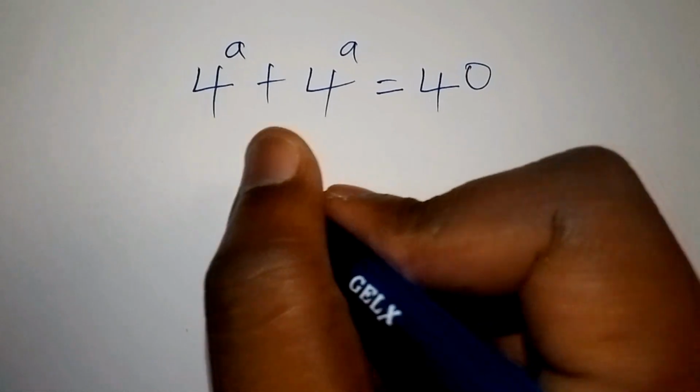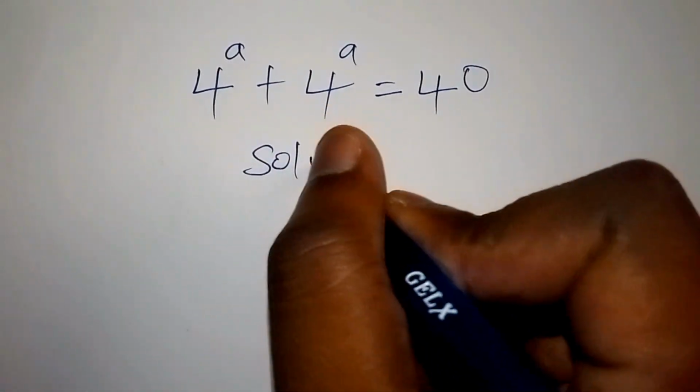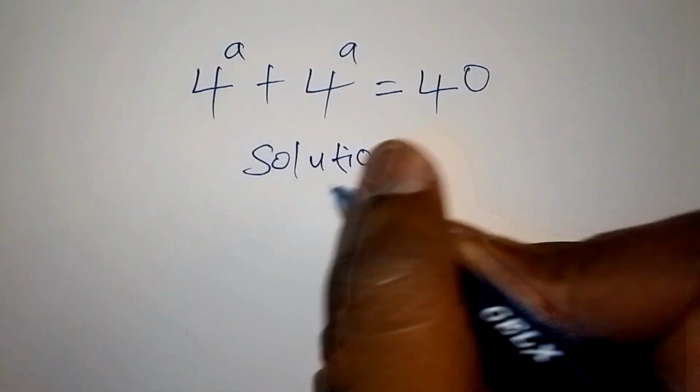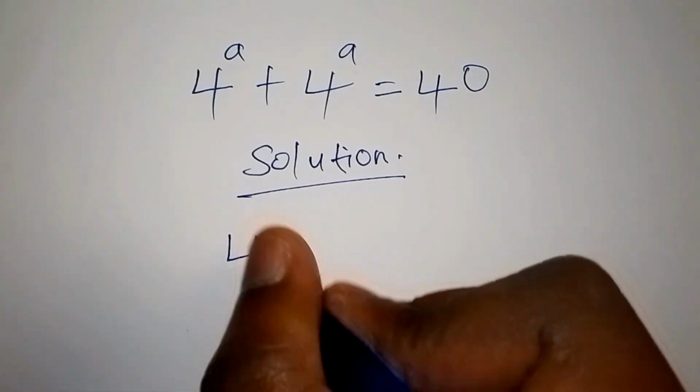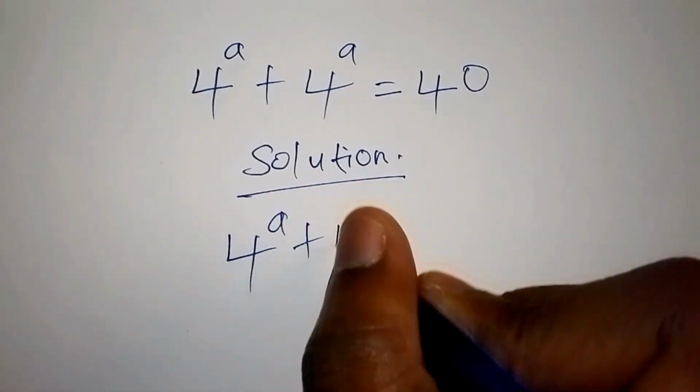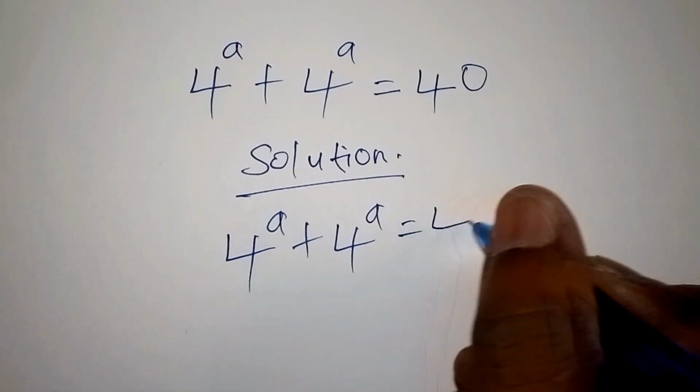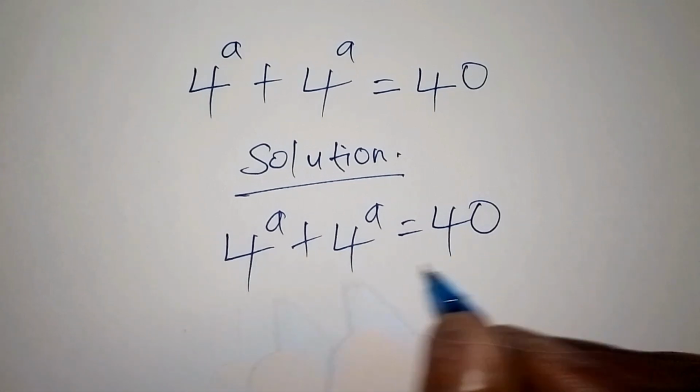So let's now start. Solution. The problem that we have is 4 to the power of a plus 4 to the power of a equals 40. So how do we handle the value for a?